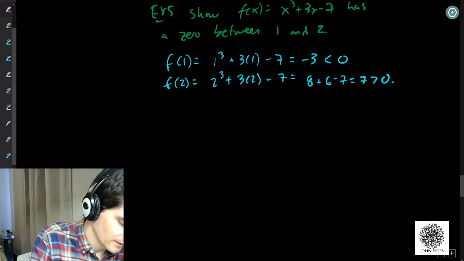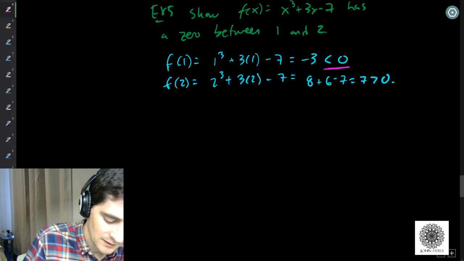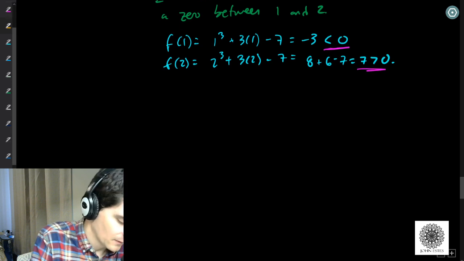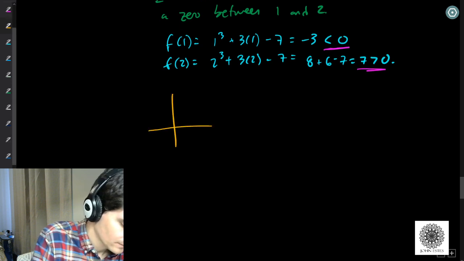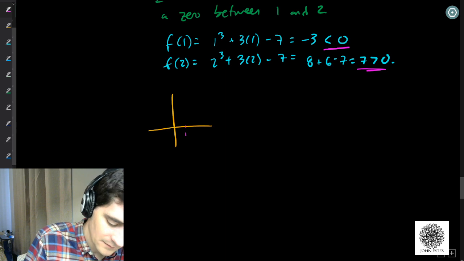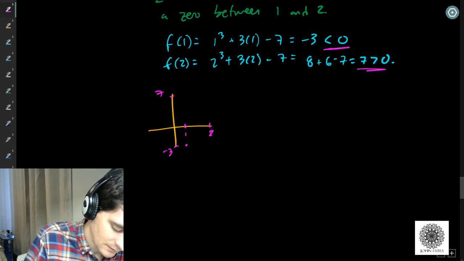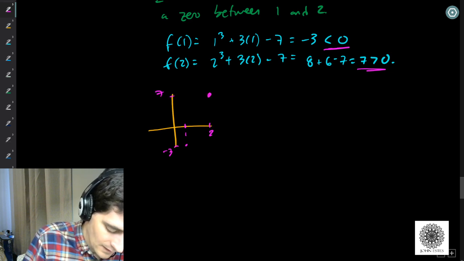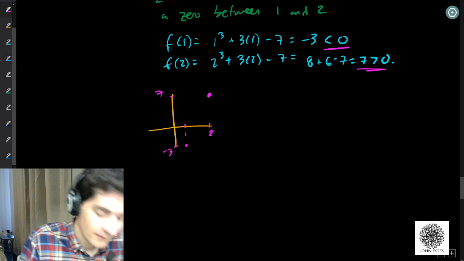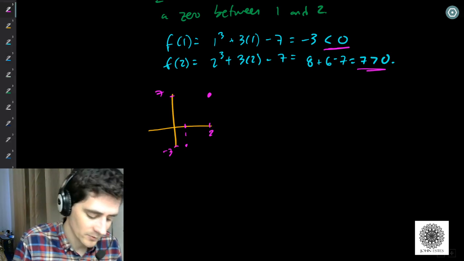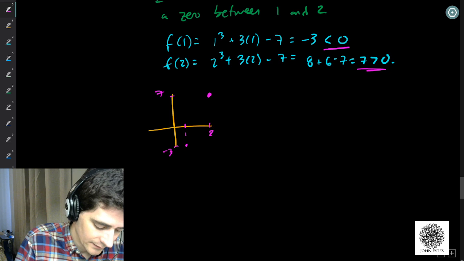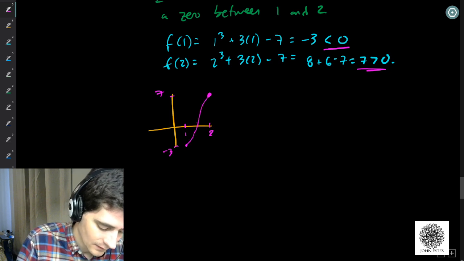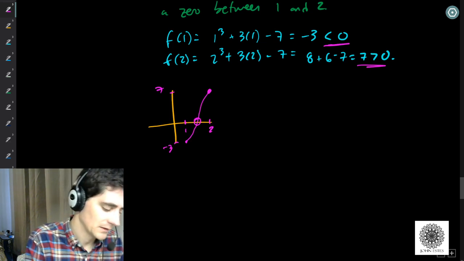All right, so look, I plugged in 1, I was negative. Plugged in 2, I was positive. The graph looks something like this. Here at 1, I was at -3. At 2, I was up here at 7. This graph doesn't have any jumps in it, right? It's a polynomial. Somehow it's going to cross the axis somewhere there, okay?